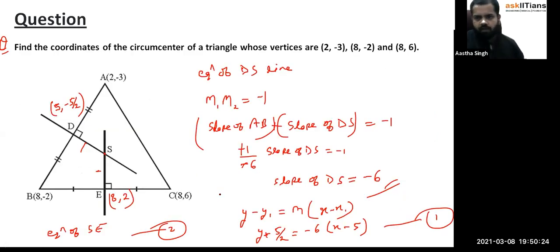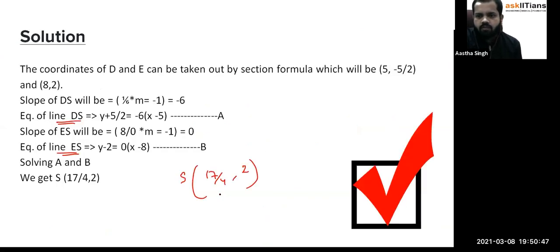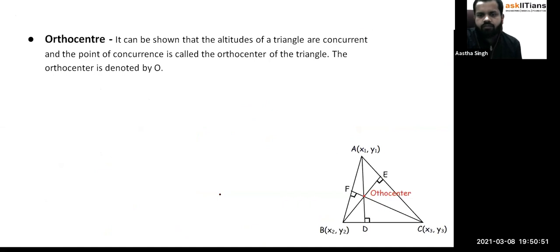So what we have done, let me just summarize it. Three coordinates were given. You can easily find the equation of DS, and similarly the equation of SE. The intersection point of these equations will give you the circumcenter. Why? Because the circumcenter is the point of intersection of the perpendicular bisectors. Okay, so this is how we find the point.